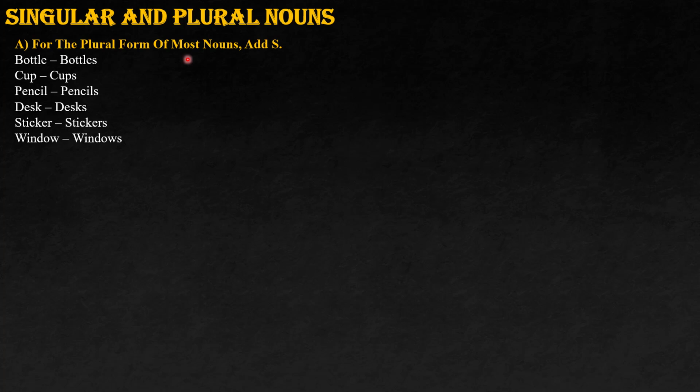A few examples when it comes to adding s to nouns. About 90% of the nouns will be like this; we'll simply add s to them. Examples: bottle, bottles, example, examples, cup, cups, pencil, pencils, desk, desks, sticker, stickers, window, windows.